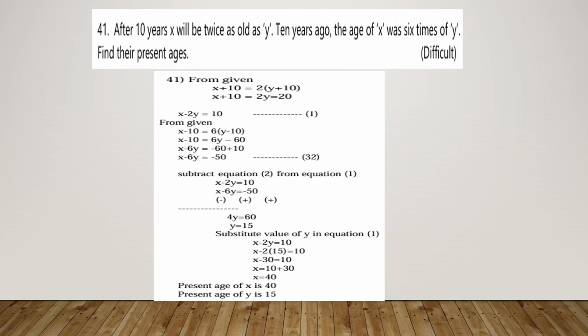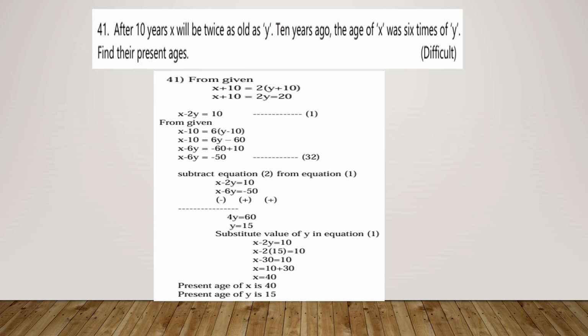Question number 41. After 10 years, x will be twice as old as y. 10 years ago, the age of x was 6 times that of y. Find their present age. Again, the question is given in sentence form. You have to write it as equations, then you have to solve, then you will get the values of x and y here. So these steps you have to remember.